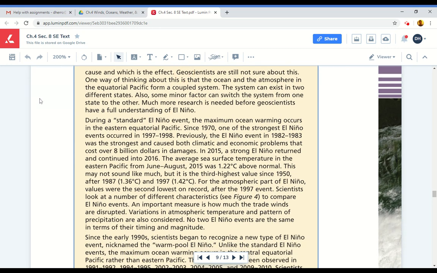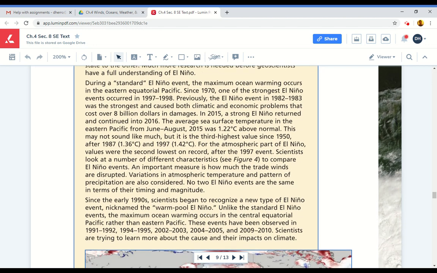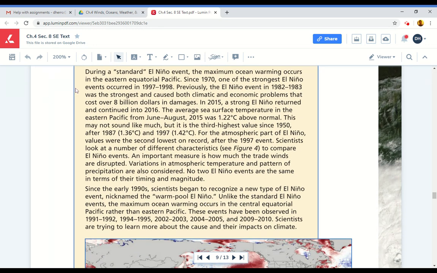Geoscientists are still not sure about this. One way of thinking about this is that the ocean and the atmosphere in the equatorial Pacific form a coupled system. The system can exist in two different states. Also, some minor factor can switch the system from one state to another. Much more research is needed before the geoscientists have a full understanding of El Nino.